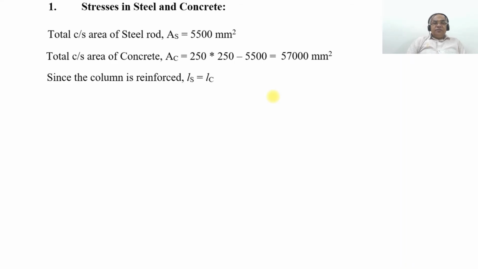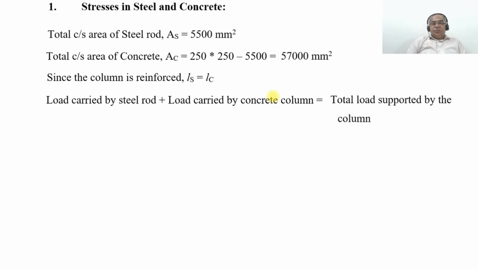Since the column is reinforced, naturally LS will be equal to LC. That means the length of the steel is equal to the length of the concrete. Therefore, the load carried by the steel rod plus the load carried by the concrete column will be equal to the total load supported by the column. PS plus PC will be equal to capital P. So PS is sigma S into AS plus sigma C into AC, which will be equal to the total load, 300 into 10 to the power of 3.